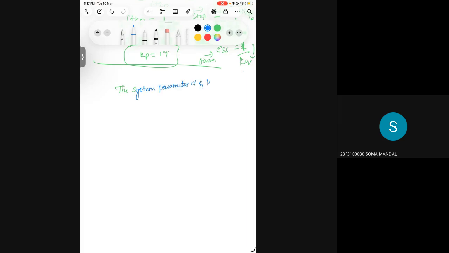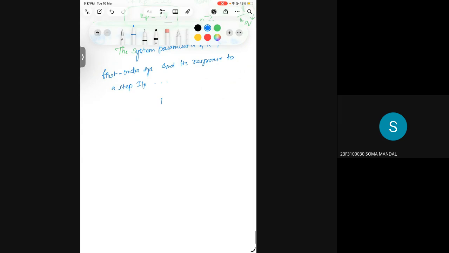Okay. The question is the system parameters alpha and k for this GA4 4 to 5. Okay, for the first order system and its response to a step input. It's given in the figure.